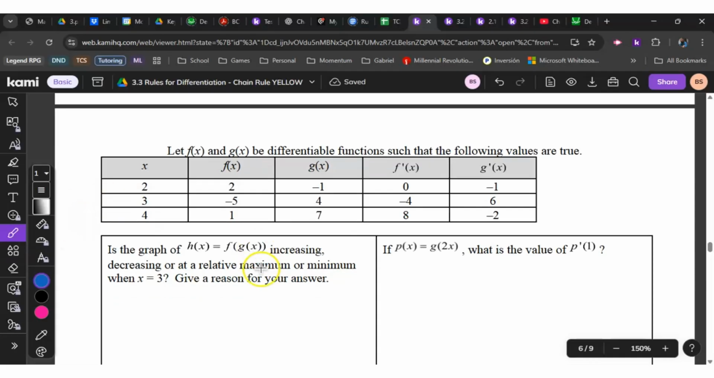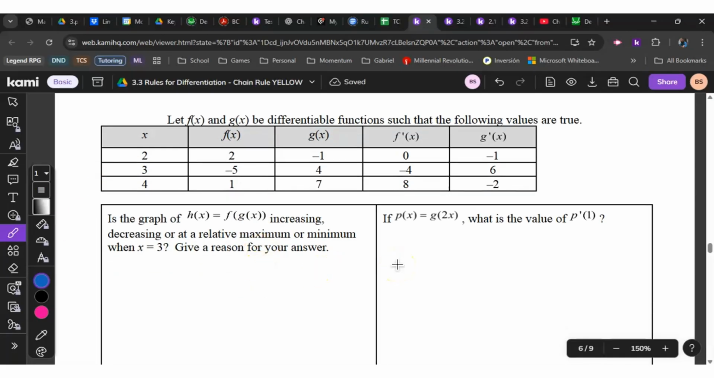So the graph of h of x is f of g of x. We want to know if it's increasing, decreasing, or at a relative max or min when x is 3. So first thing is find h prime of x. What is this? Product, quotient, chain. Chain rule. So it's going to be f prime of g of x times the derivative of the inside, which is g prime of x.